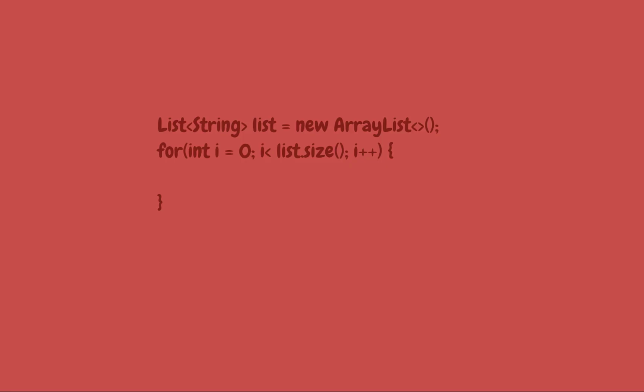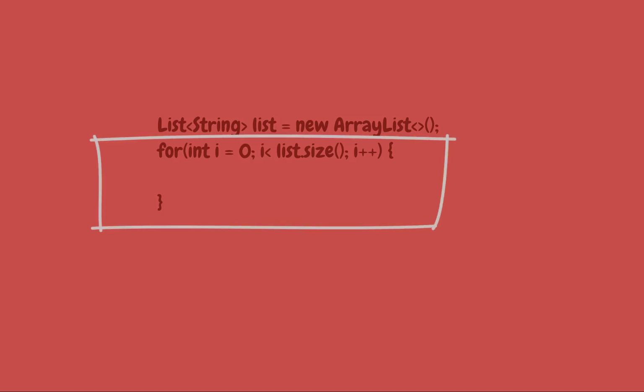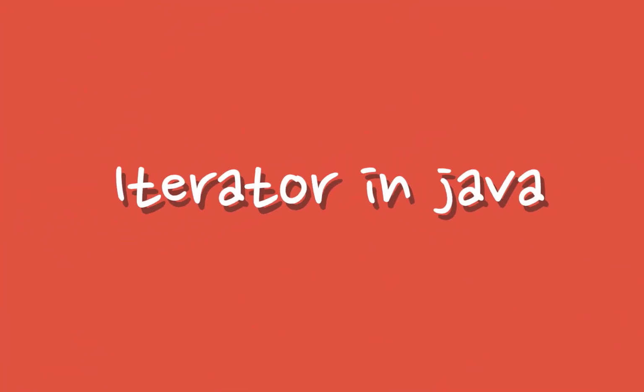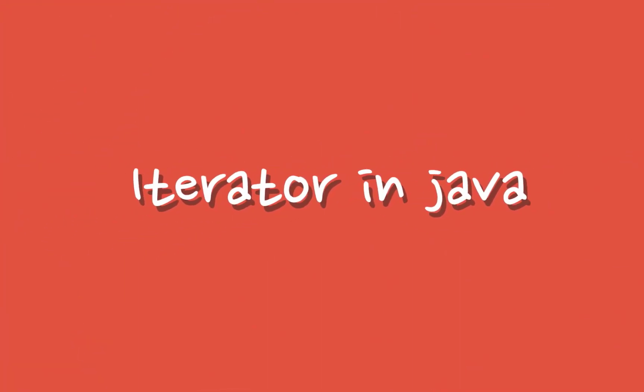Looping over a collection such as a list is a very common task that every Java developer needs to perform frequently. We generally use a for loop for that. Java provides a dedicated object which is called iterator. In today's video, we will take a deep dive into Java iterators.